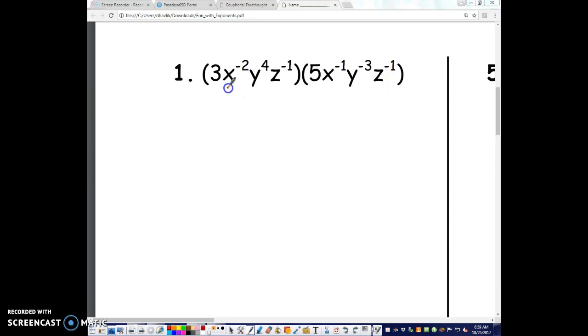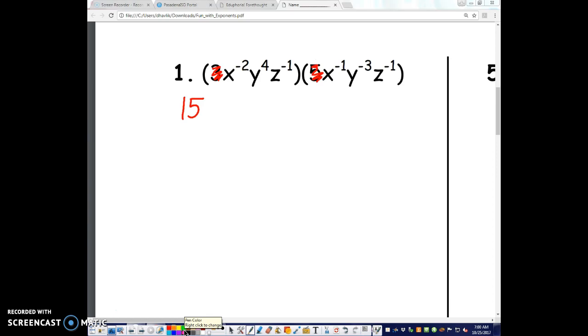The first way is I automatically start circling. You know what? No, I'm not even going to teach you that way. Here's how I'm going to teach you. Okay, so it's multiplying, right? So 3 times 5 is 15, right? So we did our numbers. Those are done. The next part, let's do our x's. Okay, let's do our x's.